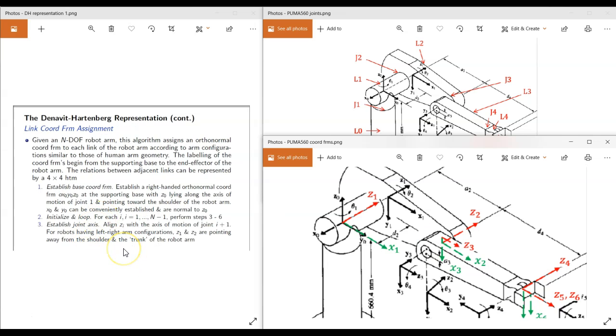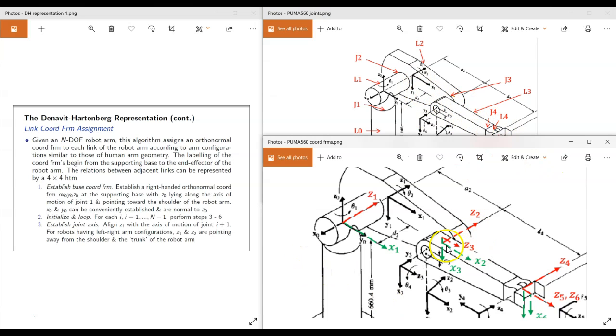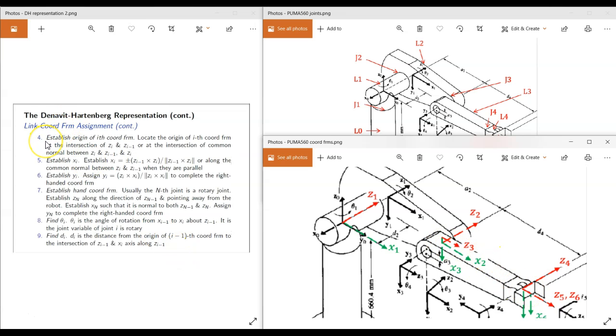Once again, we have to look at joint 4. So this is my joint 4, right? And the axis of rotation is along this line. Okay, so we can imagine my Z3 is along this line. I chose my Z3 to be pointing in this direction because it doesn't impose any condition on where Z3 should be pointing. All right. Next, step 4, we have to find the origin.